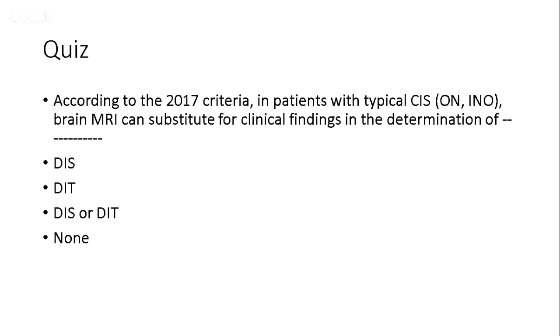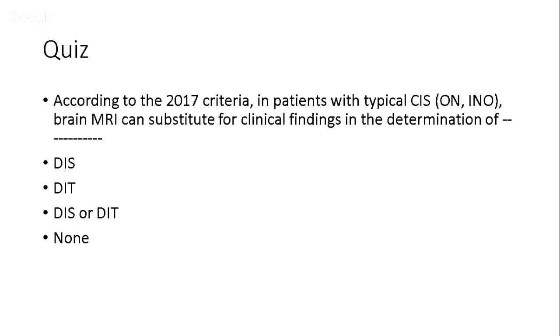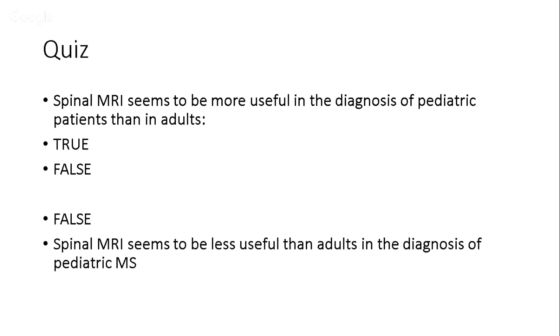For dissemination in time, she should have had two relapses, but this is just her first presentation. She hasn't had a second relapse. So what else can substitute? A second MRI, or on this MRI, you give her contrast and find an asymptomatic contrast-enhancing lesion. Right, that will substitute for it. So it's both dissemination in space and time. That's how we make the diagnosis. She had multiple lesions, some enhanced in areas you wouldn't expect.